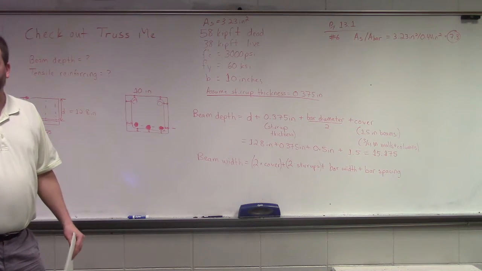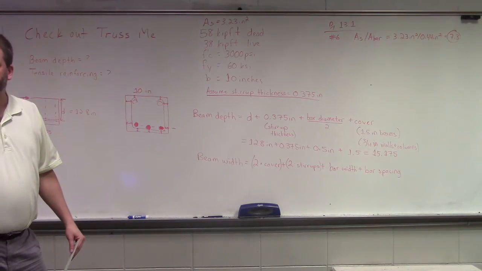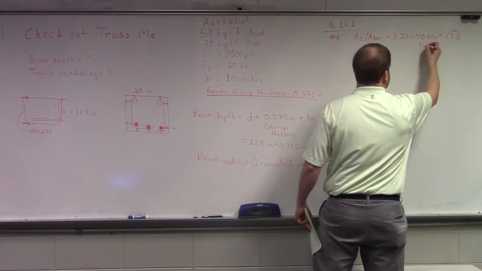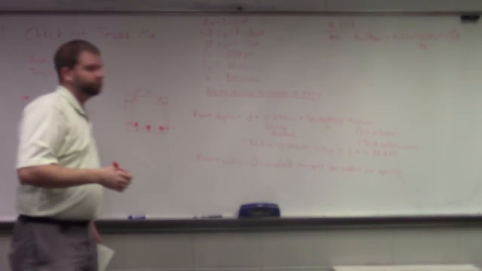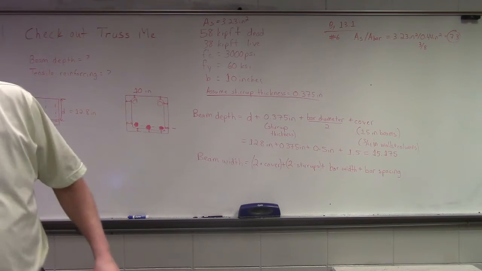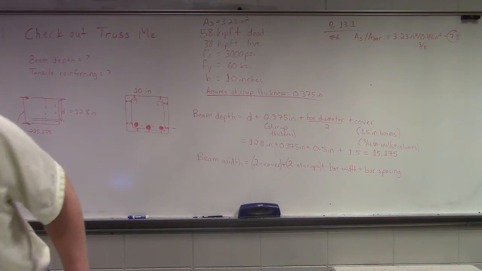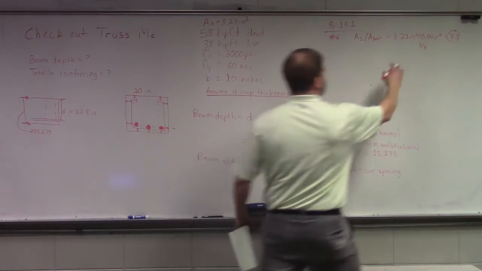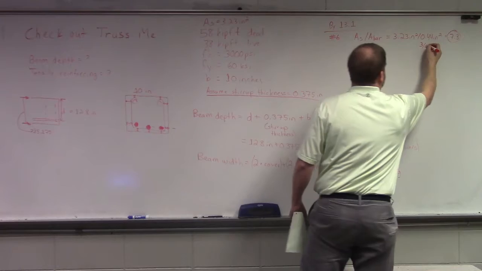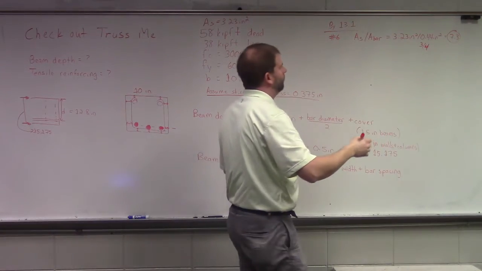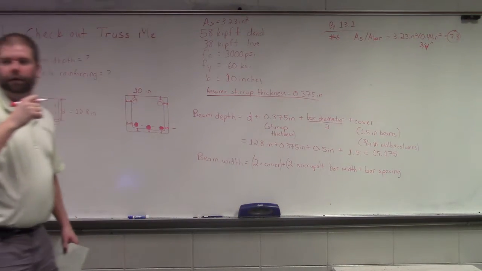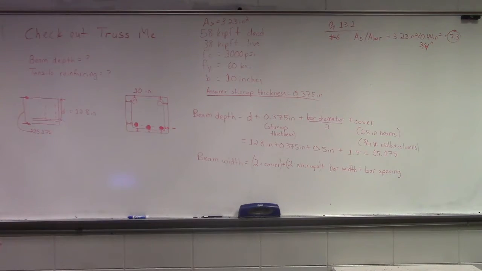What's the diameter of a number 6 bar? 3/4 of an inch, 0.750 diameter. The number of a rebar is in eighths of an inch.